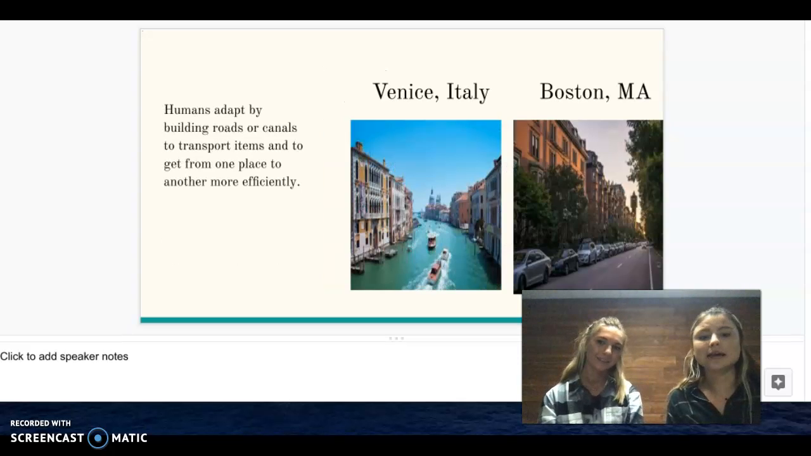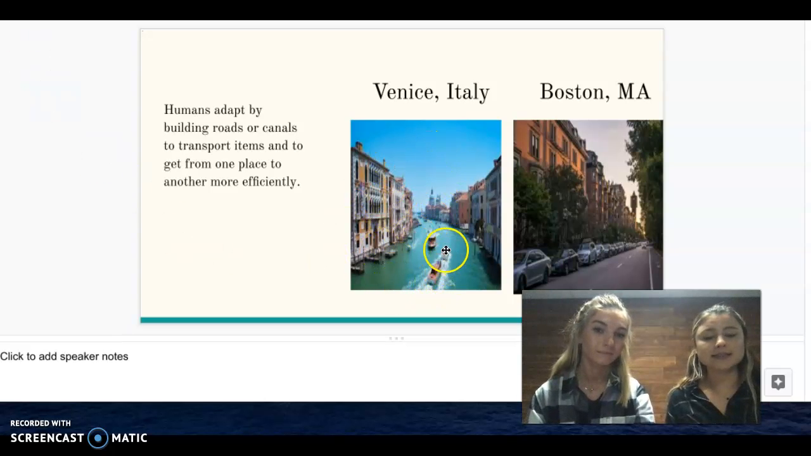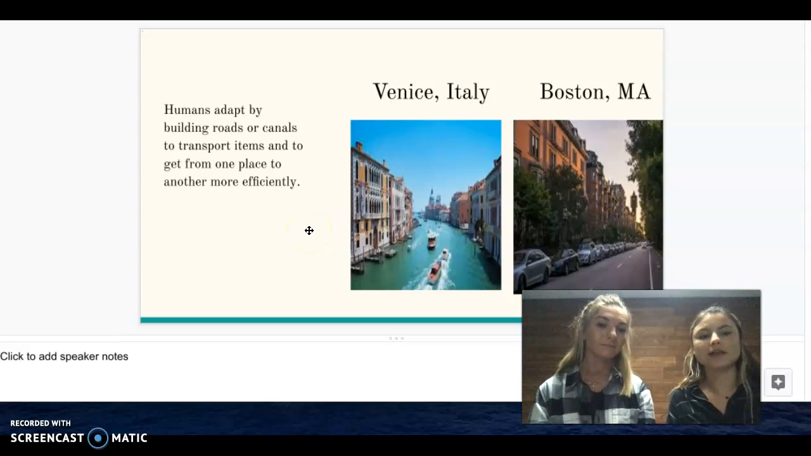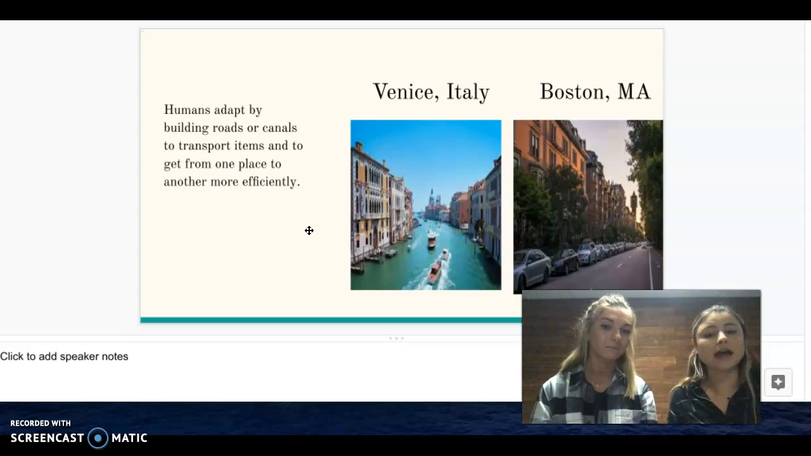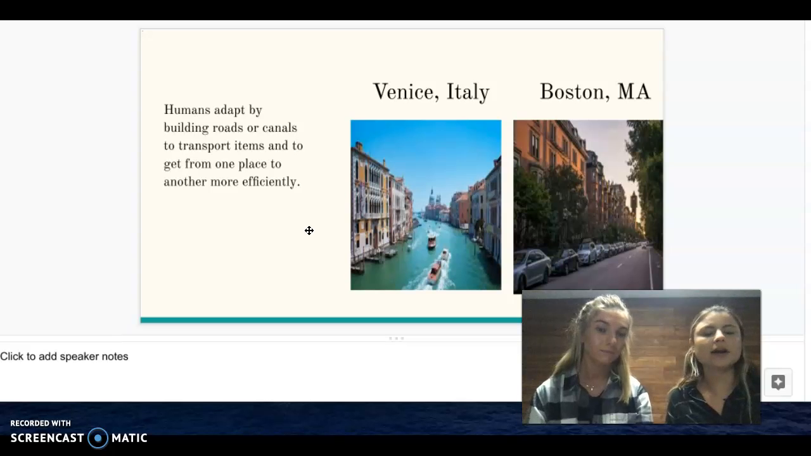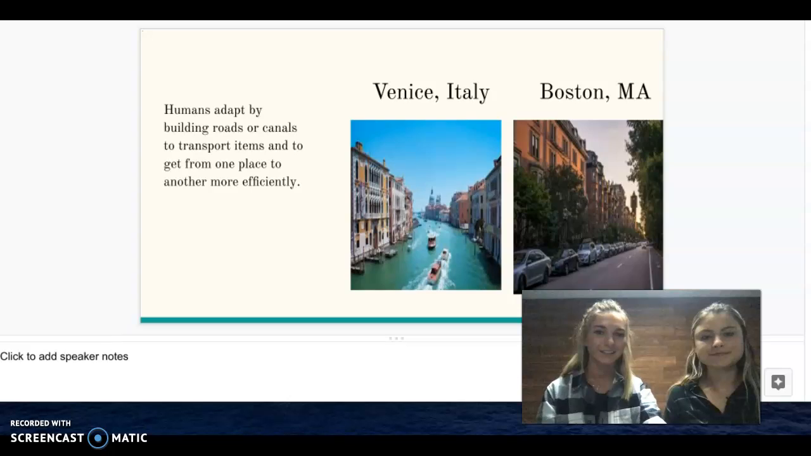Another example of adaptation would be when humans build roads or canals to transport items or get around to places that they need to go. Our picture to the left is Venice, Italy, and their environment provided them with water. So they needed to make canals so that they could transport materials, items, or goods and get to places like work or to the grocery store. And your picture to the right, Boston, Massachusetts, our environment provided us with land, so we were able to build roads on that land to get around and transport.